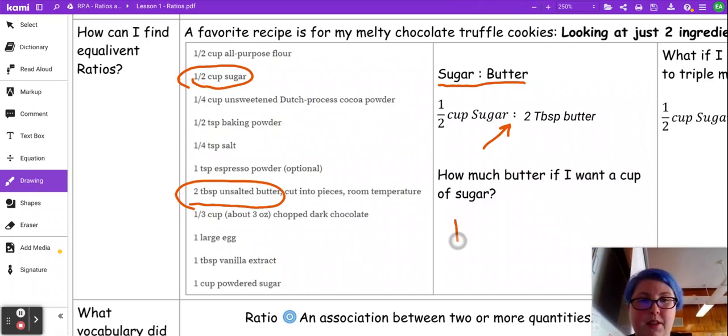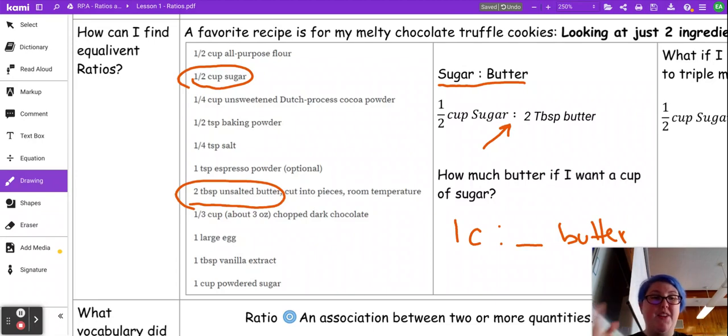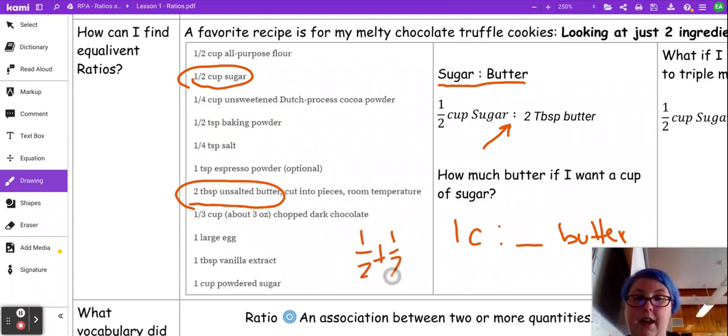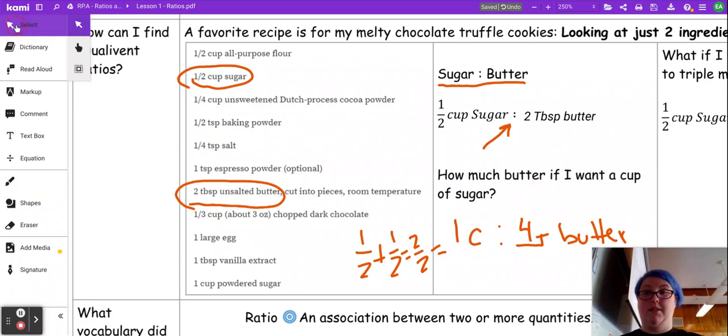So what happens if we want 1 cup of sugar? How much butter do we need? To change the butter the same amount we changed the sugar. So we have doubled the sugar, because 1/2 plus 1/2 equals 2/2 equals 1 cup. So we are going to need 4 tablespoons of butter if we want a cup of sugar in our recipe.